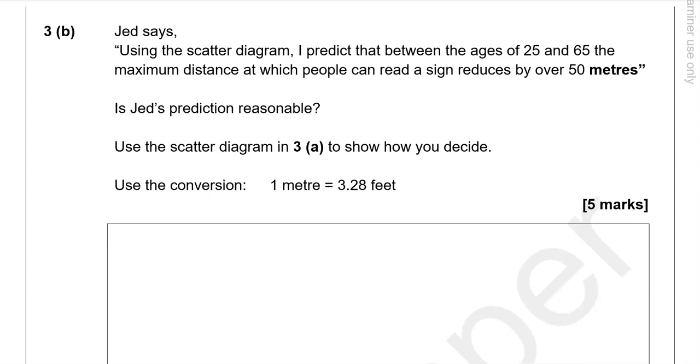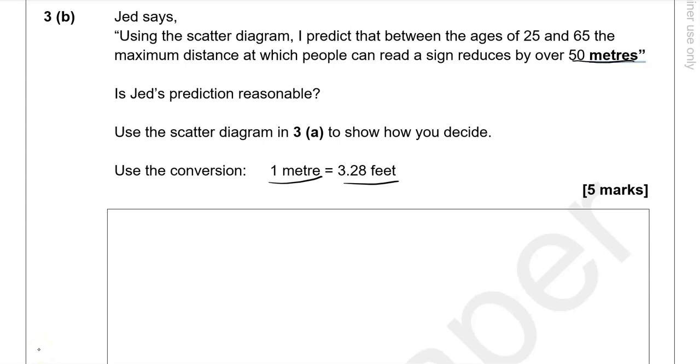Jed says, using the scatter diagram, I predict that between the ages of 25 and 65, the maximum distance at which people can read a sign reduces by over 50 meters. Is Jed's prediction reasonable? Use the scatter diagram in 3.8 to show how you decide. Use the conversion: 1 meter is equal to 3.28 feet.